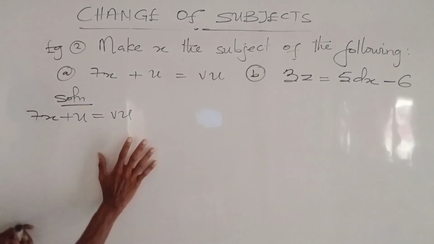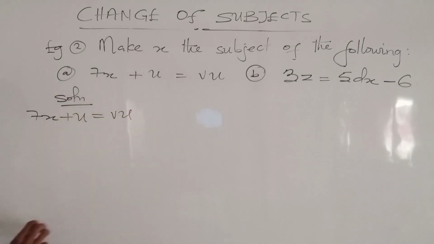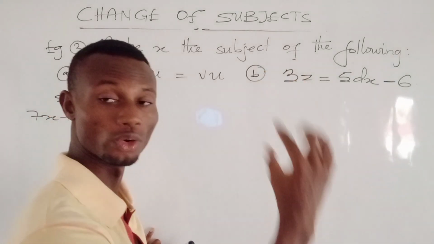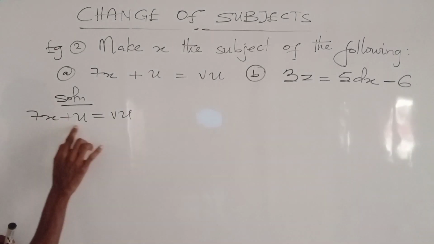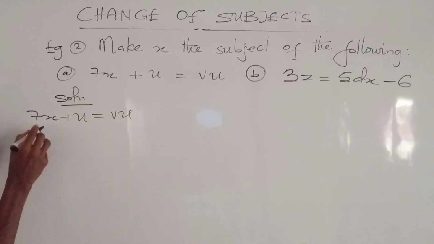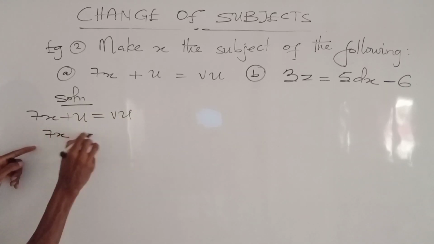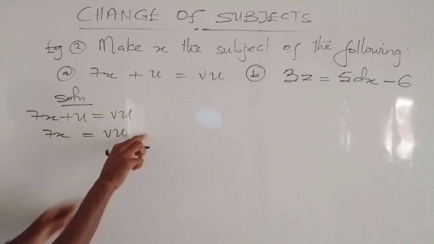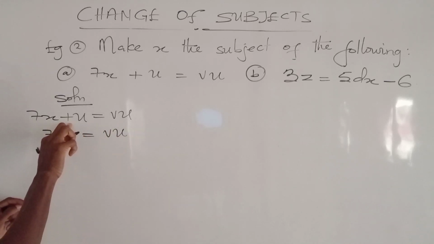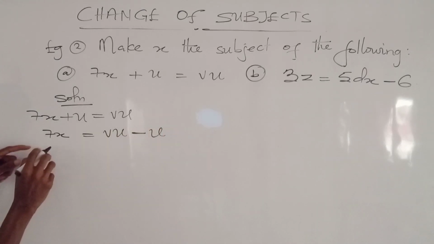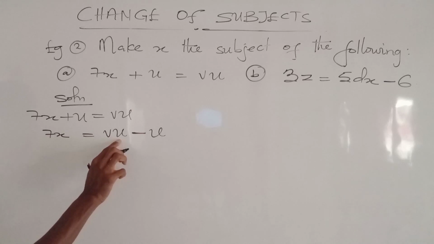So now, the first thing that I can think of moving away is this positive U. Don't forget I said we are moving everything that is attached to S away so that S can stand alone in that equation. So first I'll move this positive U away to come and join the VU, which is here. So I'll repeat my 7S, equal to, then I'll bring my VU, then this positive U will cross the equal sign and come and join the VU. It is positive, and when it crosses the equal sign, it becomes negative, so minus U. So now I have 7S equals VU minus U.